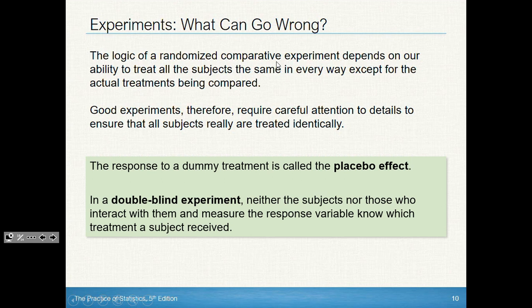A double-blind experiment means that not only do the subjects not know which treatment they're receiving, but the people who are measuring their responses don't know it either. Anybody who interacts with them doesn't know. That prevents the bias that the researcher may inject into the experiment.